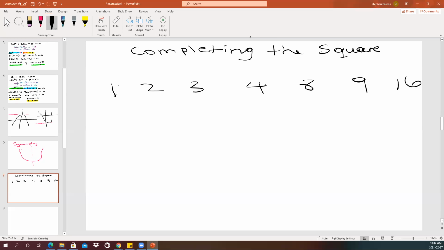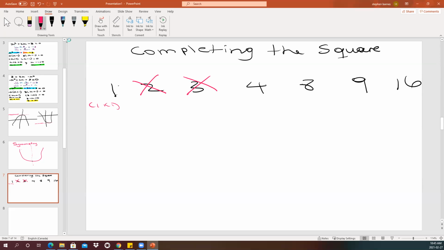So 1 times 1 will give you 1, right? Because a perfect square is two numbers multiplied by itself to give you that number. 2 is not a perfect square because there are no two numbers that you can multiply by themselves to give you 2. Nor is 3 a perfect square. There are no two integers that you can multiply by themselves to give you 3.